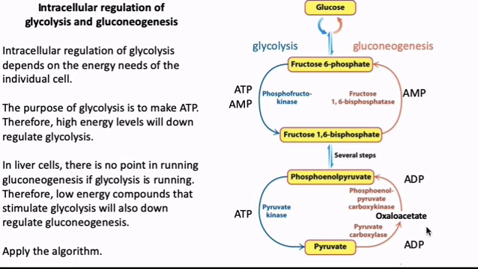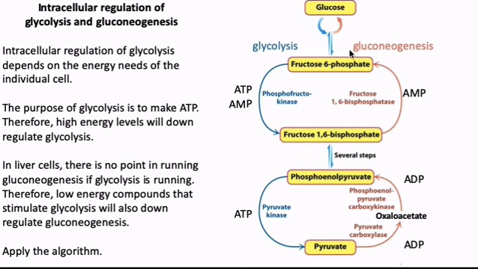How about pyruvate kinase? Pyruvate kinase is the last step in glycolysis. It is the enzyme that actually forms ATP. So if we have an excessive amount of ATP, we do not want to run pyruvate kinase to make more ATP. High energy will downregulate glycolysis, and low energy will stimulate glycolysis.